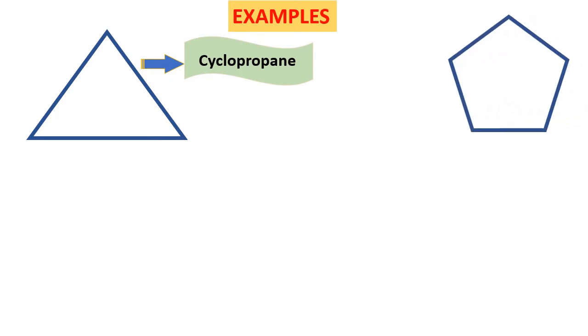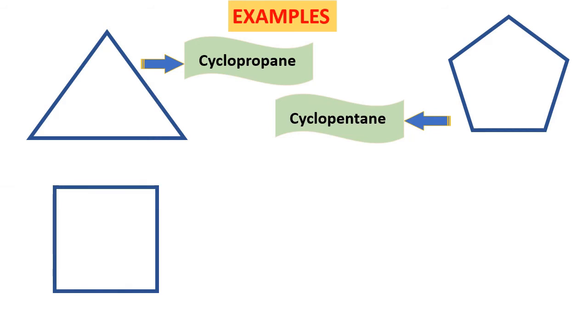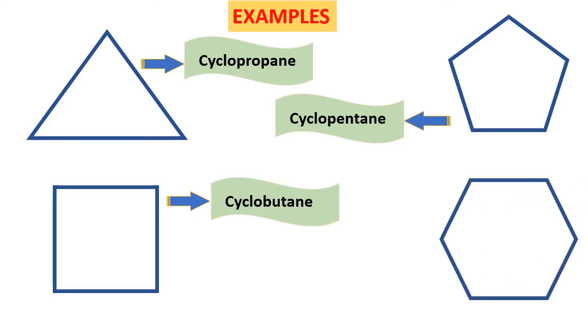Similarly, if we have four carbon atoms which are forming the ring, then it is called cyclobutane. Sorry, if it is five carbon atoms, then it is called cyclopentane. So this is called cyclopentane. Similarly, if we have six carbon atoms which are forming the ring, then it is called cyclohexane.